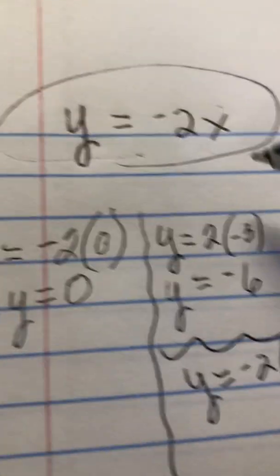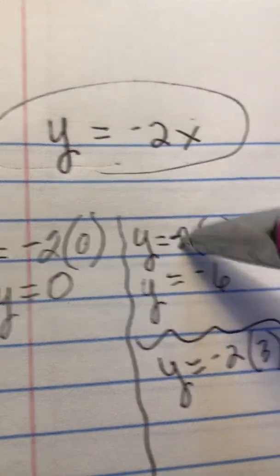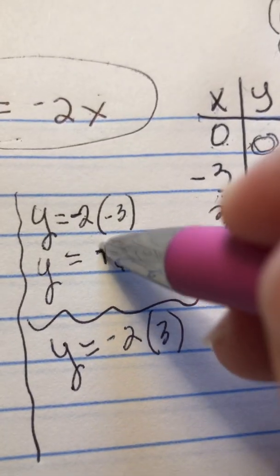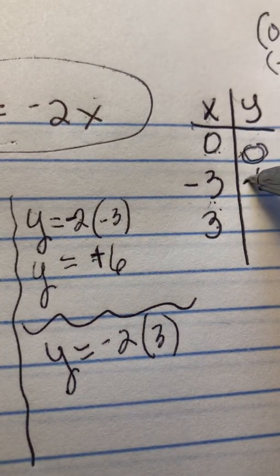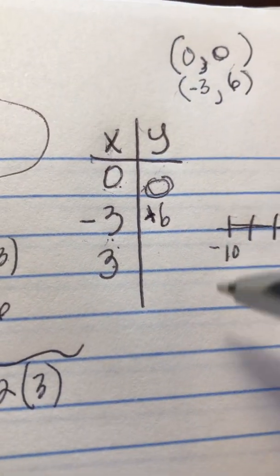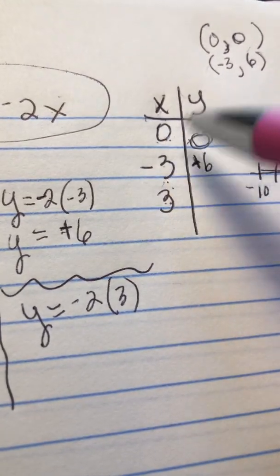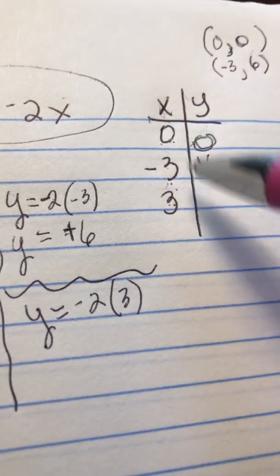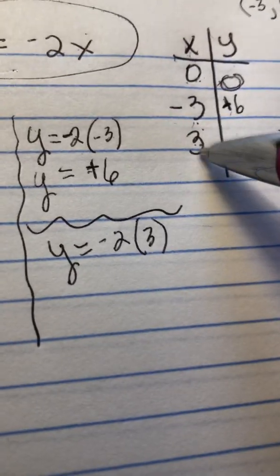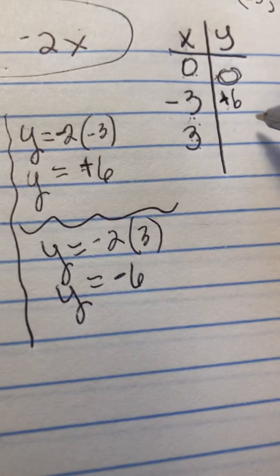Whoops, wait a minute. I can see I made a mistake. Up here, this was negative 2, and I missed it. Oh, gosh. So this is a positive 6. Glad I caught that. Okay, so back down here, when x is a negative 3, y is a positive 6. So when x is a positive 3, when we do the math, that gives us negative 6.